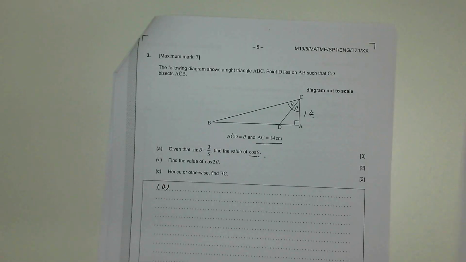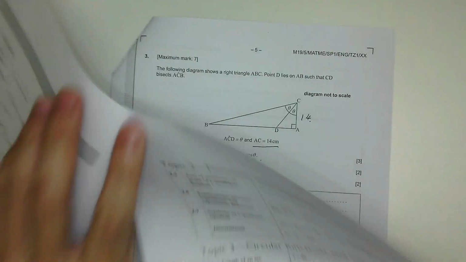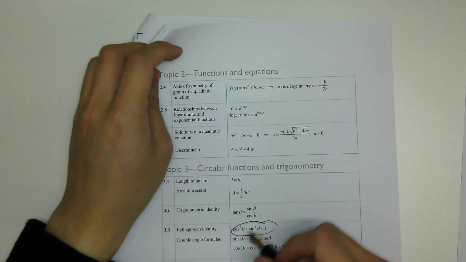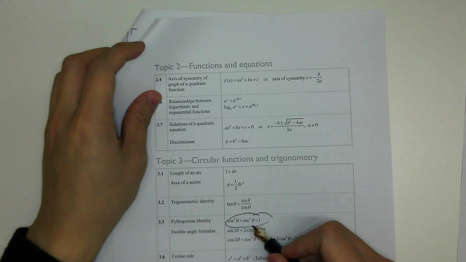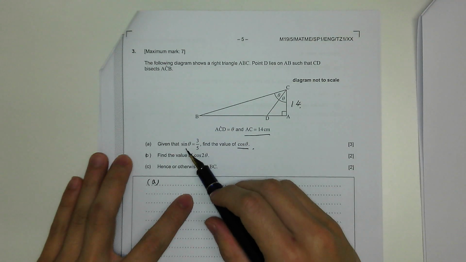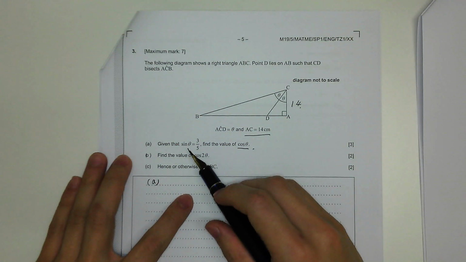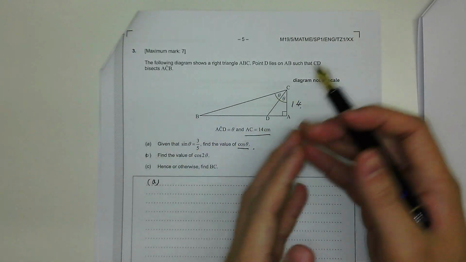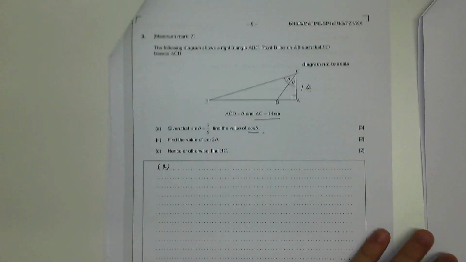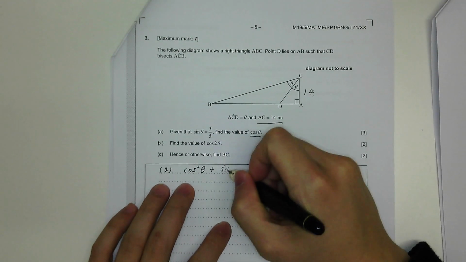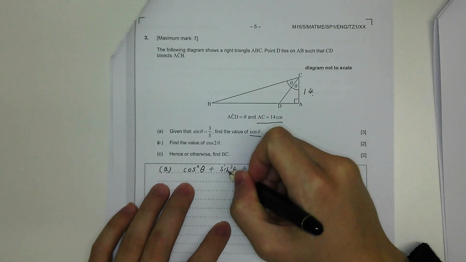So here we can use the formula, the identity relating circular functions and trigonometry: cosine squared theta plus sine squared theta equals 1. Whenever the question gives you sine theta and asks you to find cosine theta, or gives you cosine theta and you have to find sine theta, you can use this formula. So cosine squared theta plus sine squared theta equals 1.